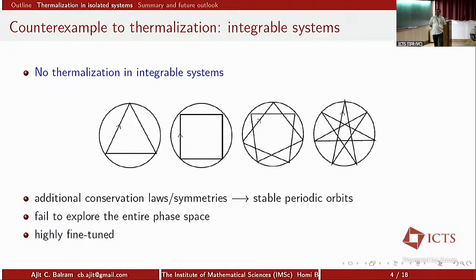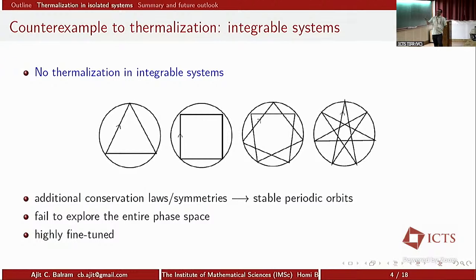That's because of the presence of conservation laws or symmetries, so that you get some stable periodic orbits. Here are some illustrations. Let's say you take a circular billiard and you start the ball at a particular angle, exactly at this angle. Then you get these periodic triangular orbits. Or let's say you start the ball on this trajectory where you just go straight up. Then you get these square orbits. And you never leave these. The ball will always remain on this orbit forever.